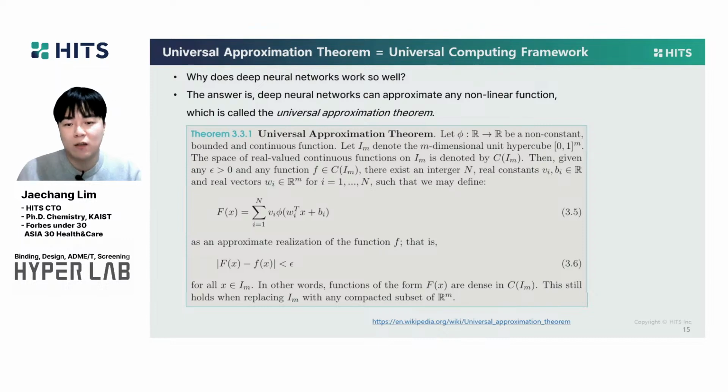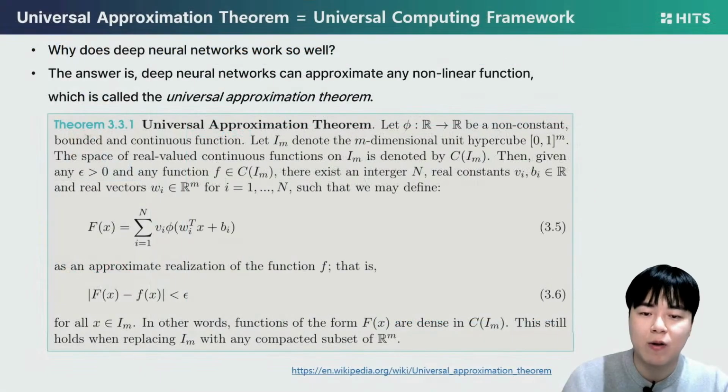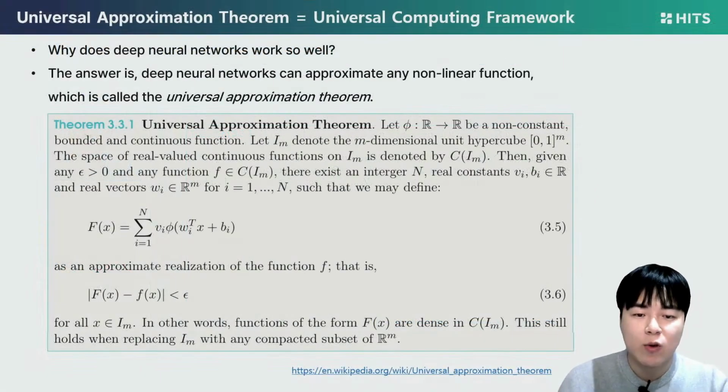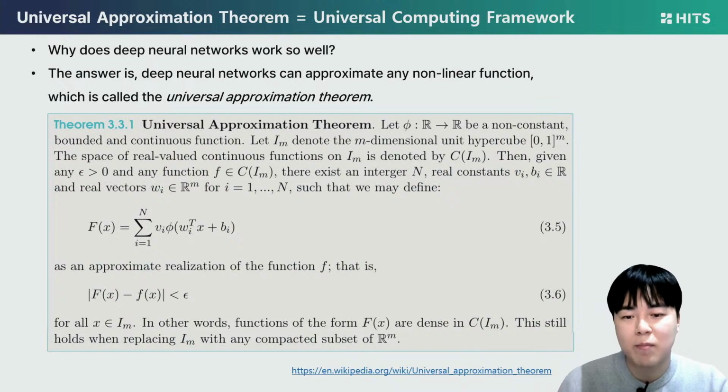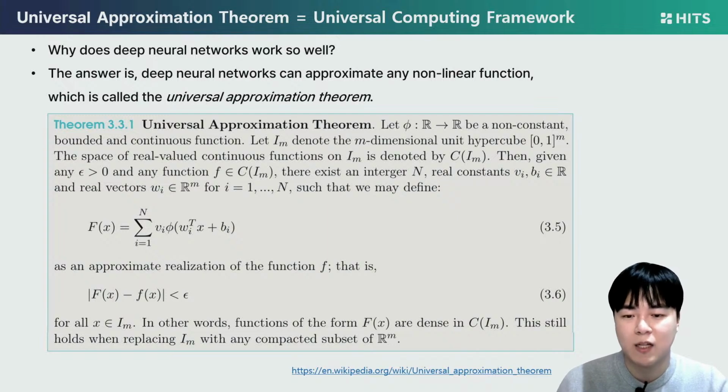And there is a reason why deep learning works so well. It's called the universal approximation theorem. It shows that we can approximate any nonlinear function by stacking enough neural networks. This theorem mathematically supports the idea that deep learning is a powerful tool capable of solving very complex, nonlinear problems.